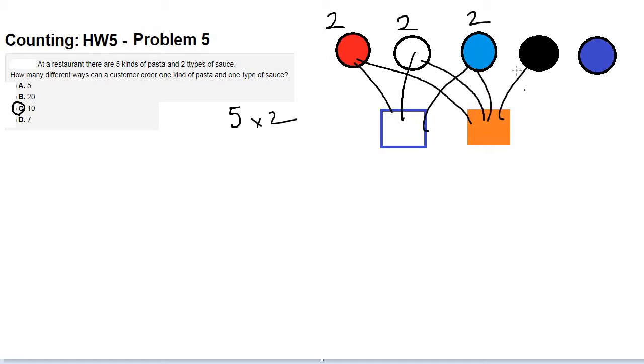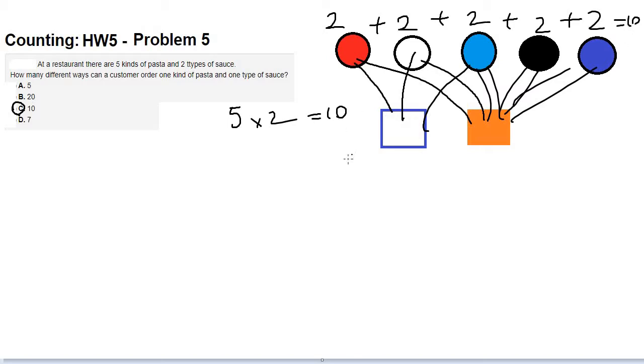Likewise, it's going to be 5 times 2, because you're going to add those numbers, which is going to be 10. 5 times 2 is 10. But if the numbers are big, you're not going to be able to add or make a chart like this. So the multiplication rule is one kind times the second kind.